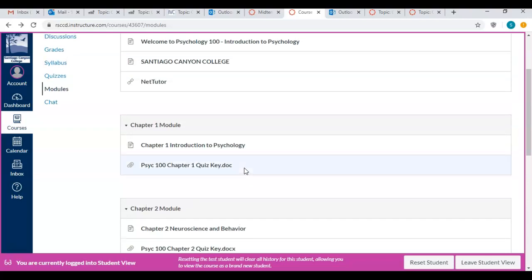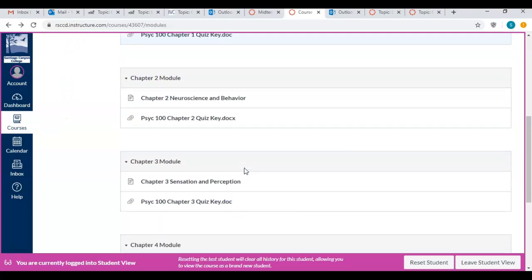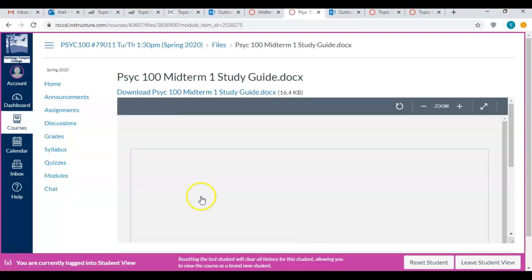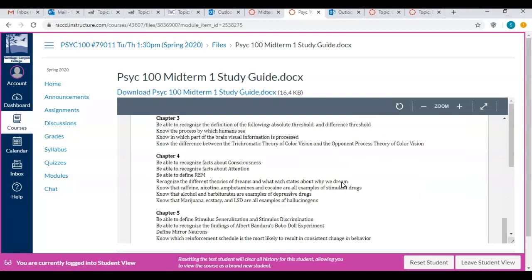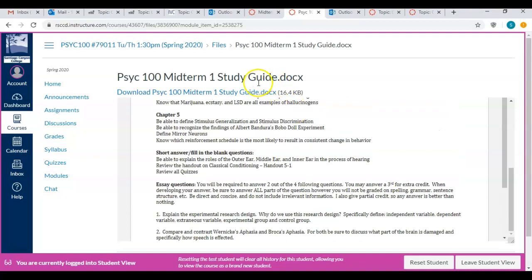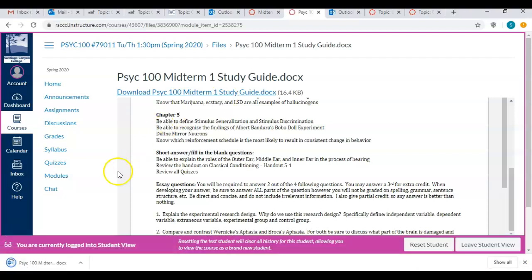So, under modules, you should know this, is where you'll find the study guide under the Chapter 5 module, and you just click on the link here, and that'll take you to a page where you can view it inside Canvas, which you're welcome to do. You can see everything in there. Or you click on the link here and it'll download for you as a Word document. Then you can open it up.